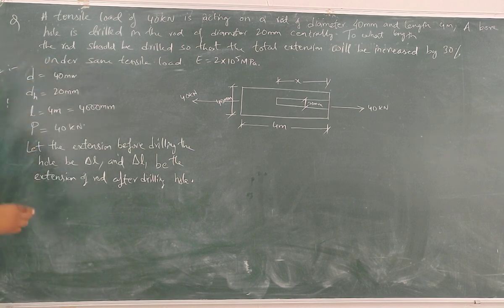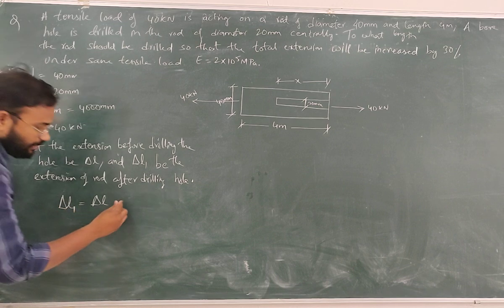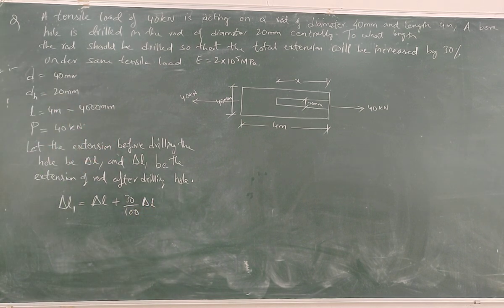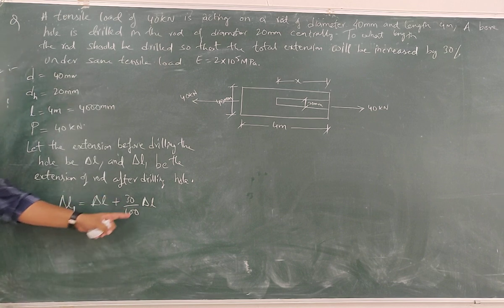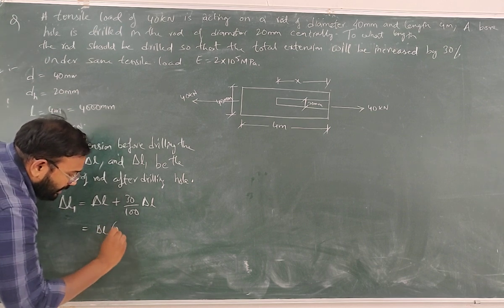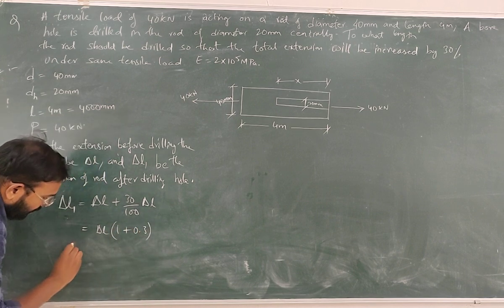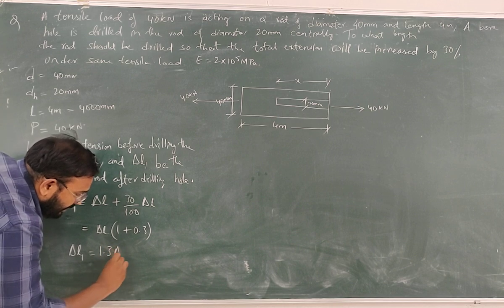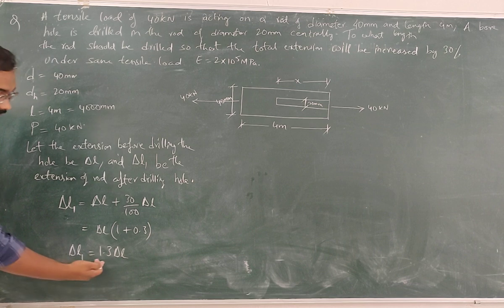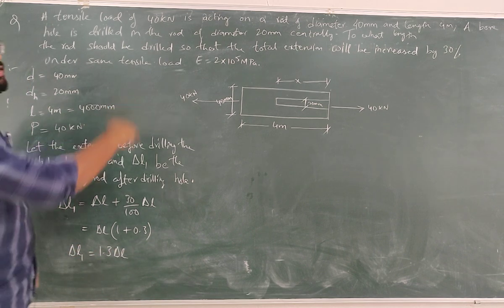Now what it is saying in the problem is that the extension after drilling, delta L1, should be equal to delta L plus 30 by 100 times delta L. If I take delta L as common, it will be 1 plus 0.3, so delta L1 is equal to 1.3 times delta L. Delta L1 is the extension of the rod after drilling, increased by 30% when compared to a solid rod.